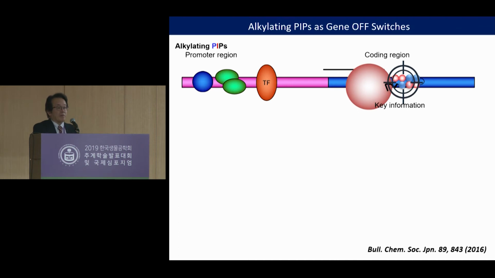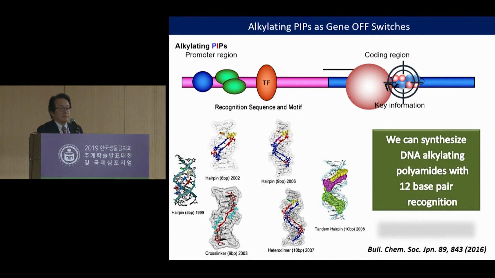In the case of an alkylating agent, we can prevent transcription factor binding, and we can also stop the transcription during the transcription process by polymerase. Therefore, our group synthesized various types of sequence-selective alkylating agents shown here, and by introducing various motifs, now we can synthesize sequence-specific alkylating polyamides with 12 base pair recognition. And I'd like to show some examples.